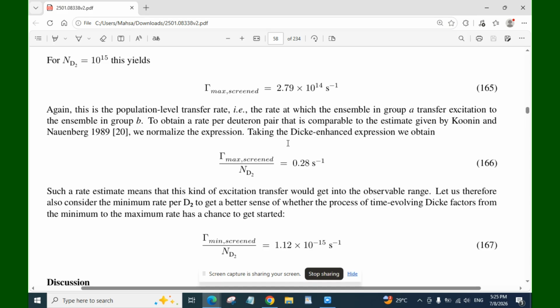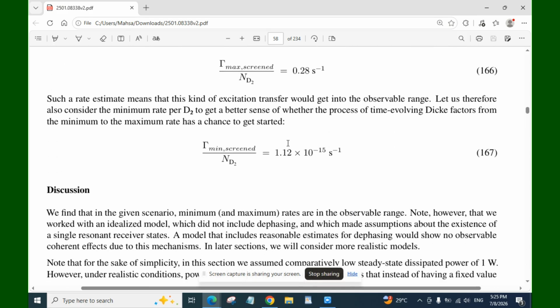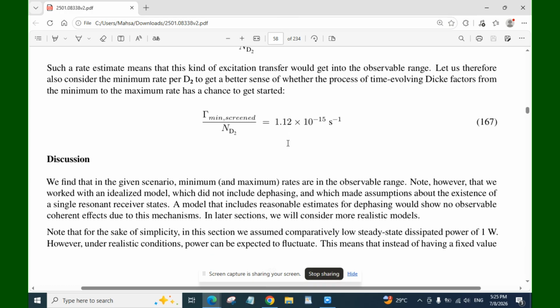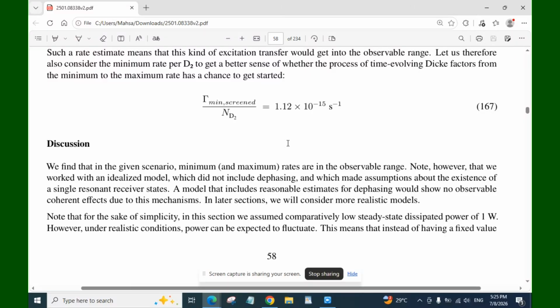Let us therefore also consider the minimum rate per deuterium to get a better sense of whether the process of time evolving decay factors from the minimum to the maximum rate has a chance to get started. Tau minimum screen divided by n deuterium is equal to 1.12 multiplied by 10 to the power minus 15 per second.